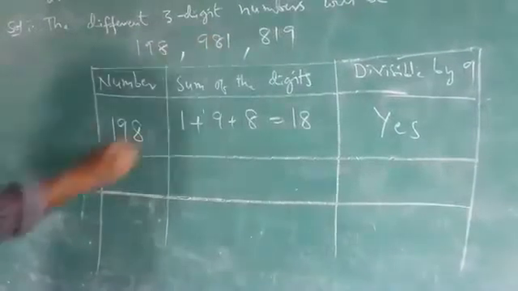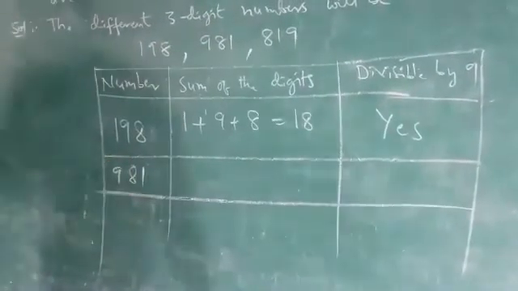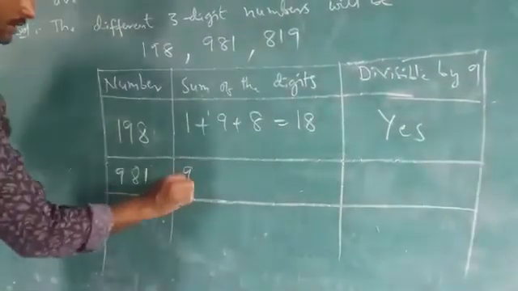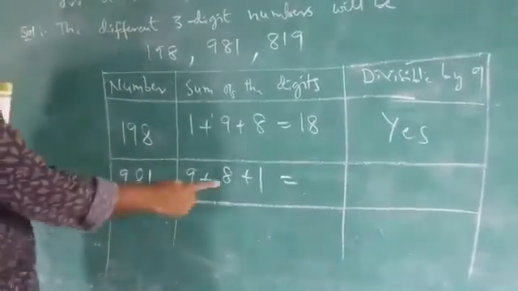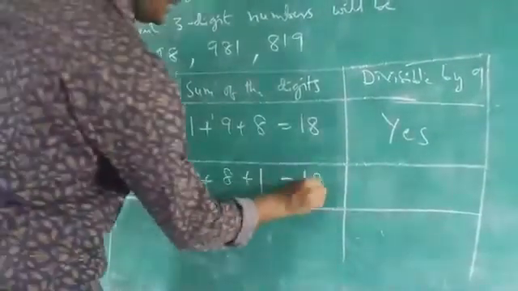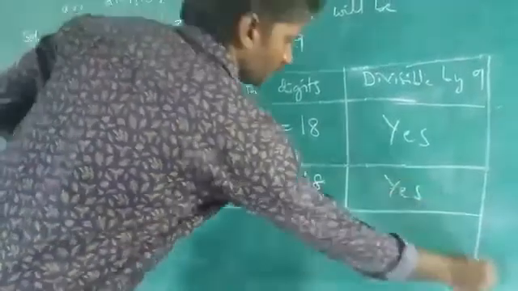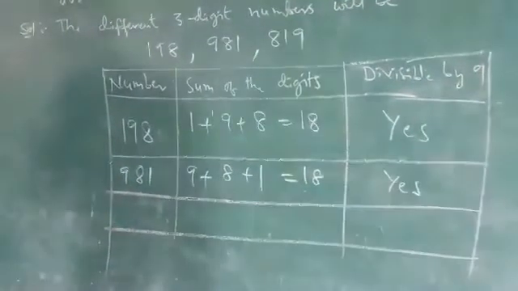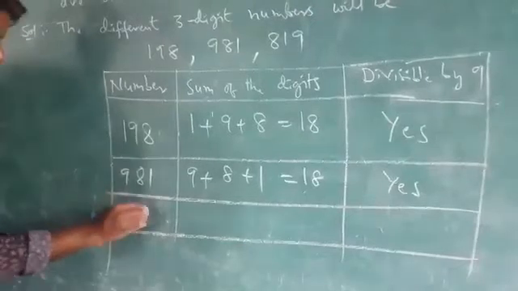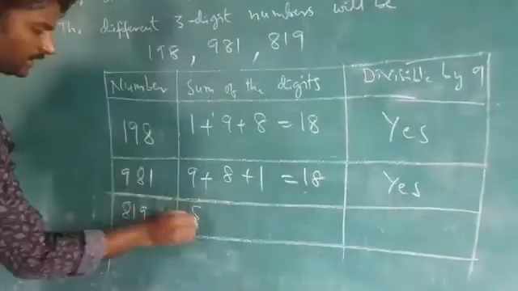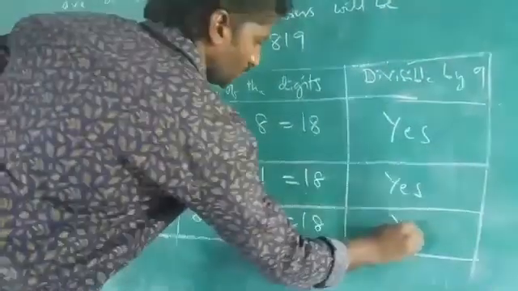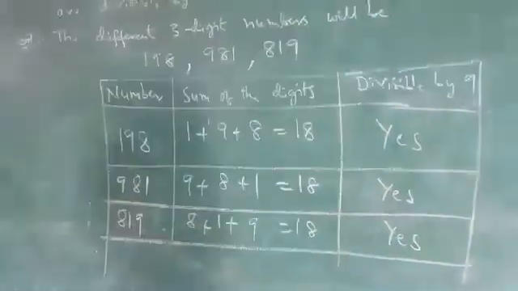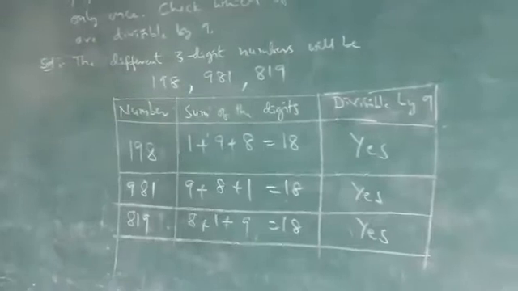What is the second number here? 981. Same again: 9 plus 8 plus 1. 9 plus 8 is 17, again 18. As they are the same digits, you won't get any change. 8 plus 1 plus 9 is also 18. So whatever three numbers you make, all will be divisible by 9.